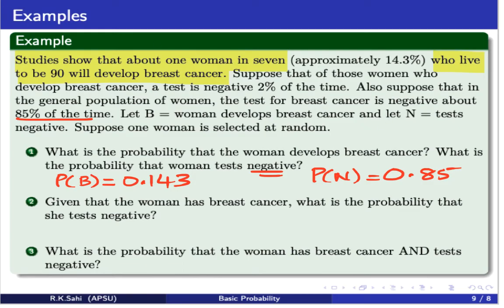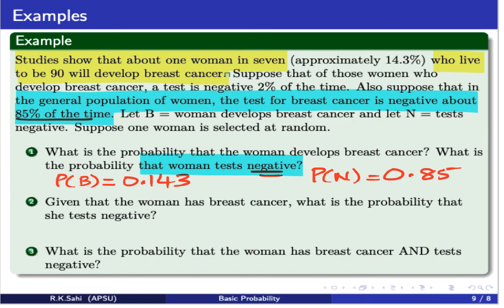Let me highlight this one in a different color. Let's take this little sky blue color. So the answer for this one, that the woman tests negative. Now remember, this is in general, guys, okay? And that's the blue goes here. It says the general population of women, the test for breast cancer is negative about 85% of the time. So this sky blue and this are actually the same.